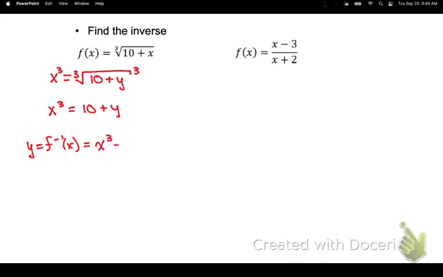x cubed minus 10? I was like, where did we get 10 cubed? That's a funky x. Which one? Wait, how'd you get the little x tail? Cubed minus 10? Yeah, because I'm solving for y.